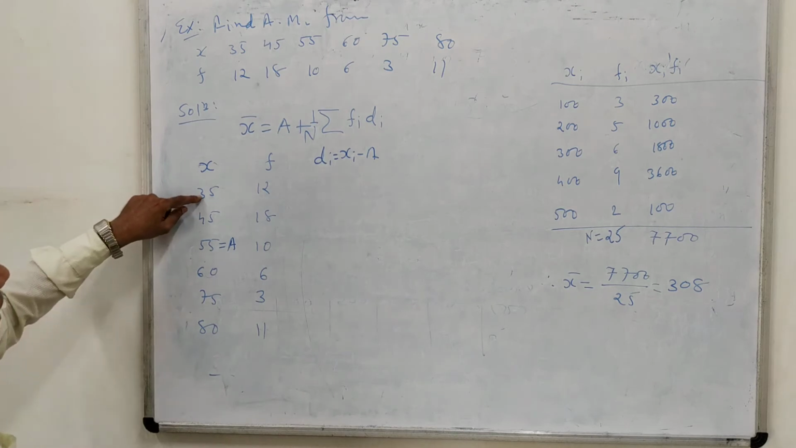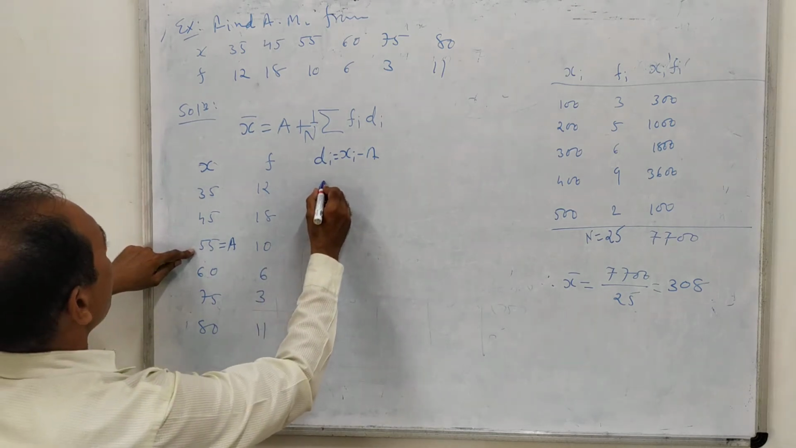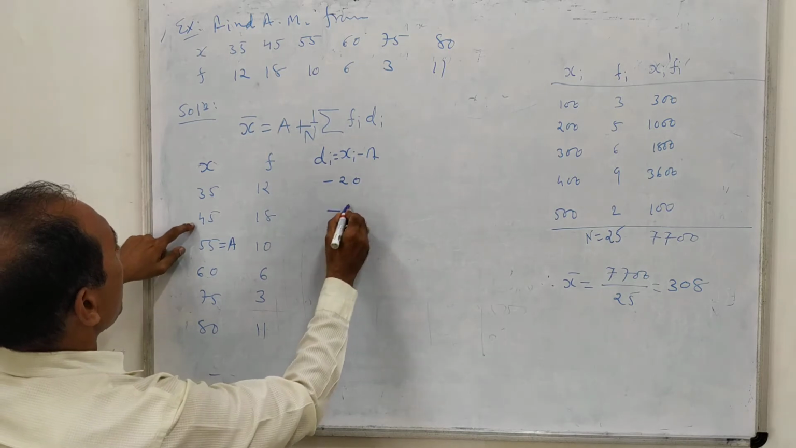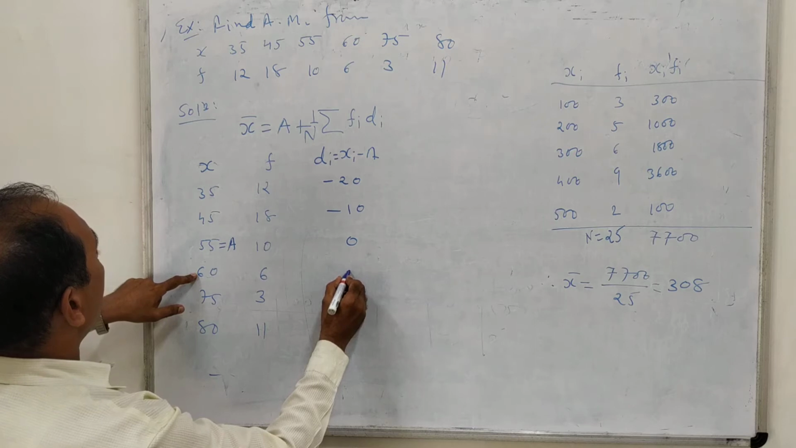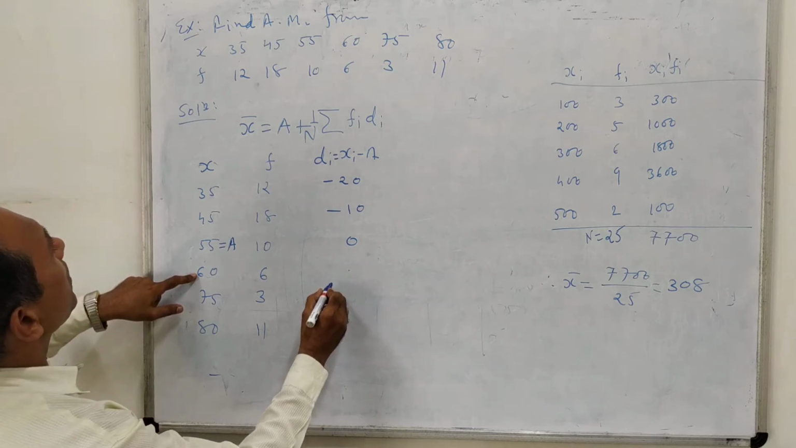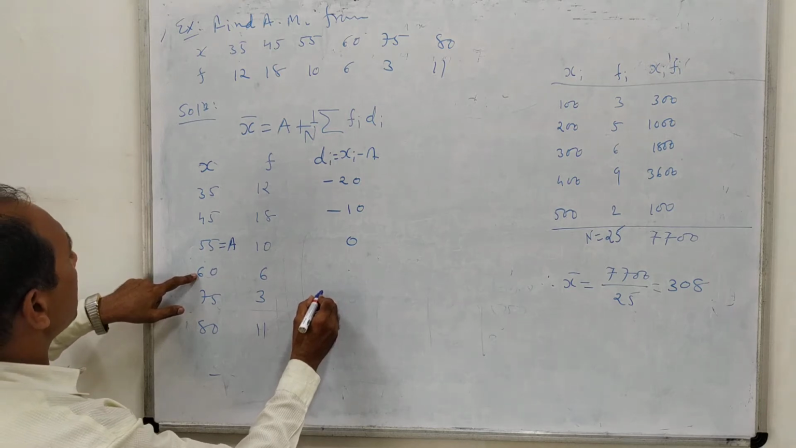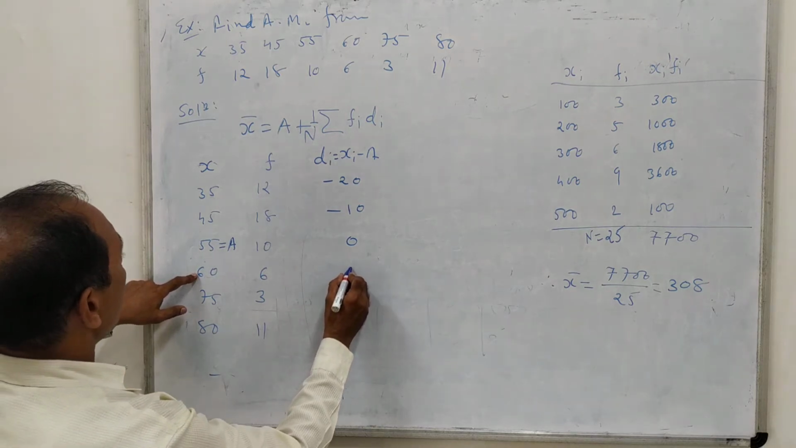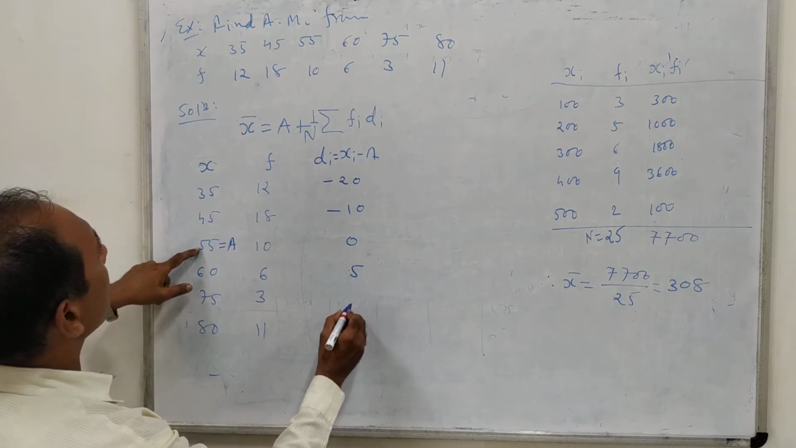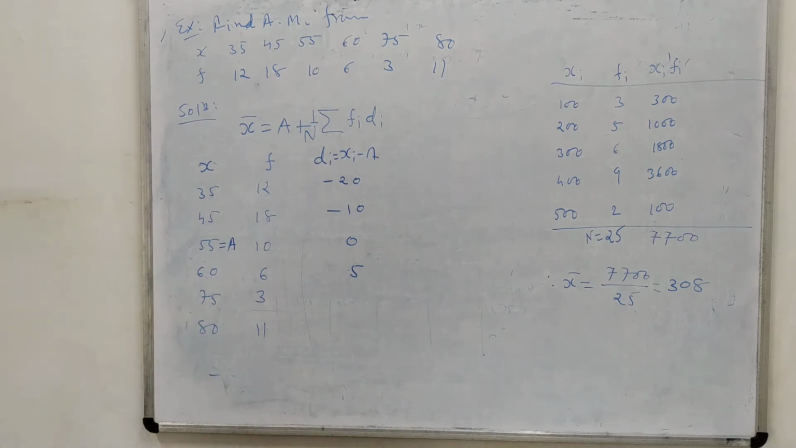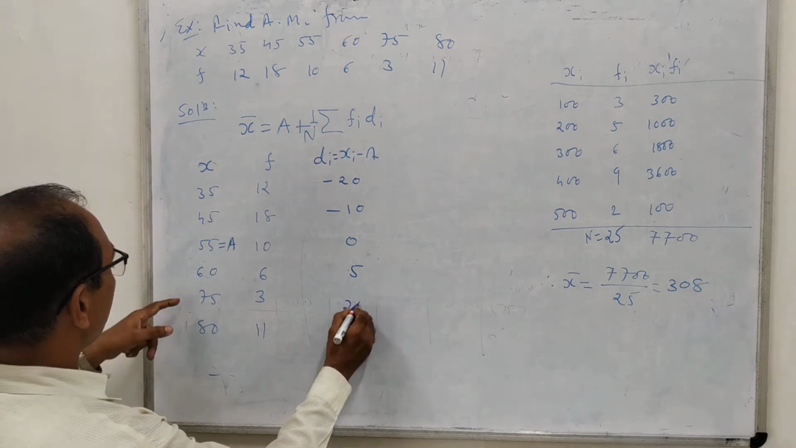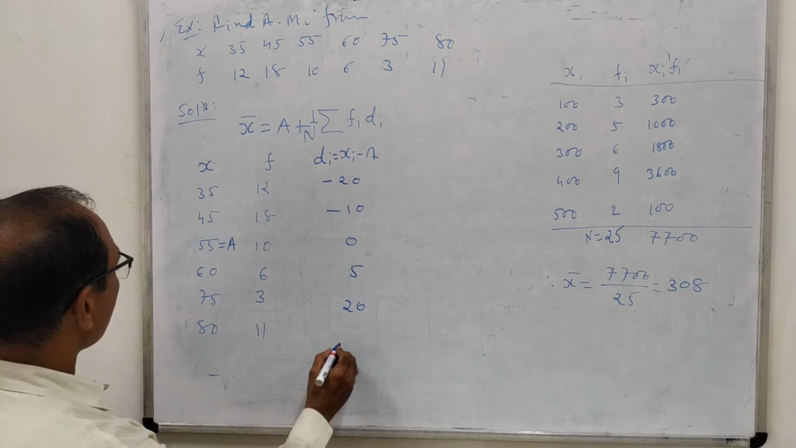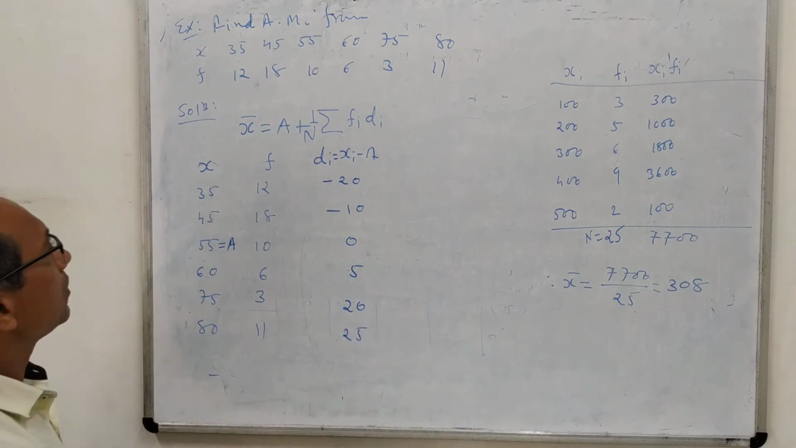Xi minus A means, this is xi, 35 minus 55. That means what can we get? Minus 20. 45 minus 55, minus 10. 60 minus 55 means what? 5. 75 minus, this will be 65, I have written 60. Okay, 5. No problem. And 75 minus 55 means 20. And 80 minus 55 means what? 25. Okay, so this is di.